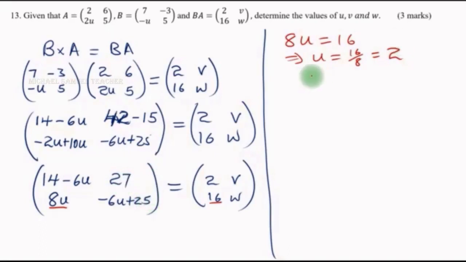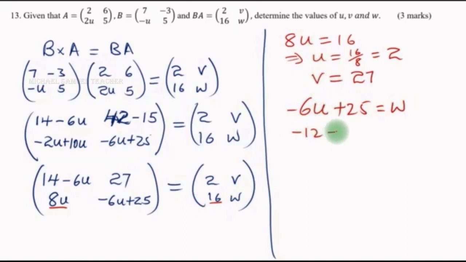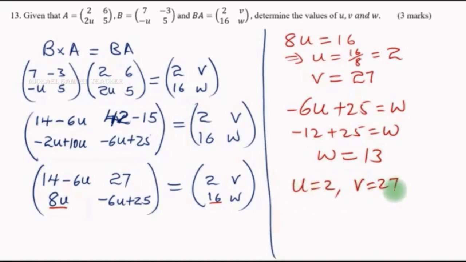Then v is 27, corresponds to v, so it is 27. And then the other one will be minus 6u plus 25 will be equal to w, but u is 2. Therefore we have minus 12 plus 25 is equal to w. Therefore w is 13. Therefore u is 2, v is 27, and w is 13.